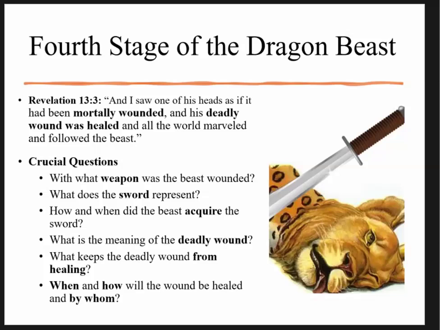Let's unpack that, right? So the question is, how did the beast acquire the sword so that he could kill with that sword, and that sword would turn against him and kill him also?